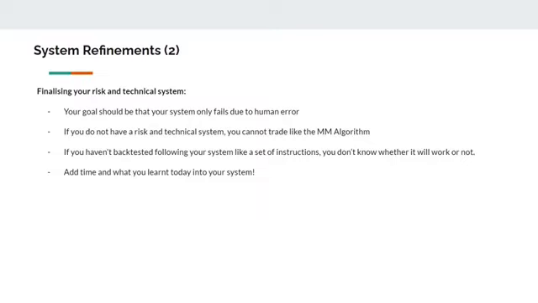If you haven't backtested following your system like a set of instructions, you don't know whether it will work or not. You have to do that to test it. Add time and what you learned today into your system.